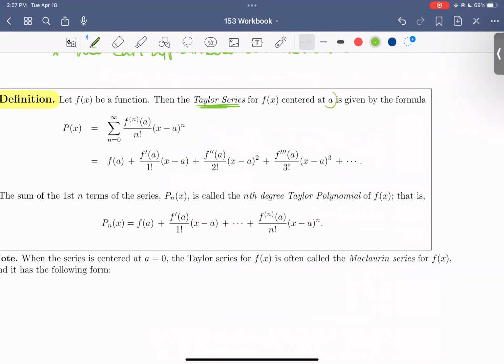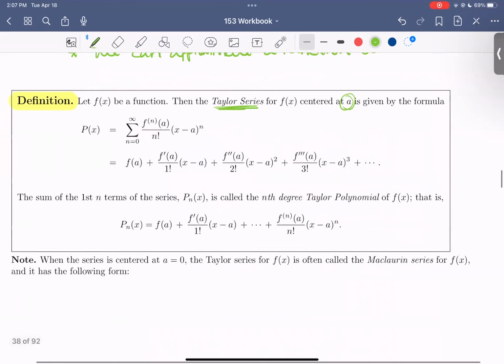of x centered at a, which we'll get into what that means here in a little bit, is given by the formula p of x equals the sum from n equals 0 to infinity of f^(n), or the nth derivative of f, evaluated at a, divided by n factorial times (x minus a) to the n. So if we were to write those terms out rather than writing as a summation, they would look like the following. When n equals 0, well, then we just have the function itself.